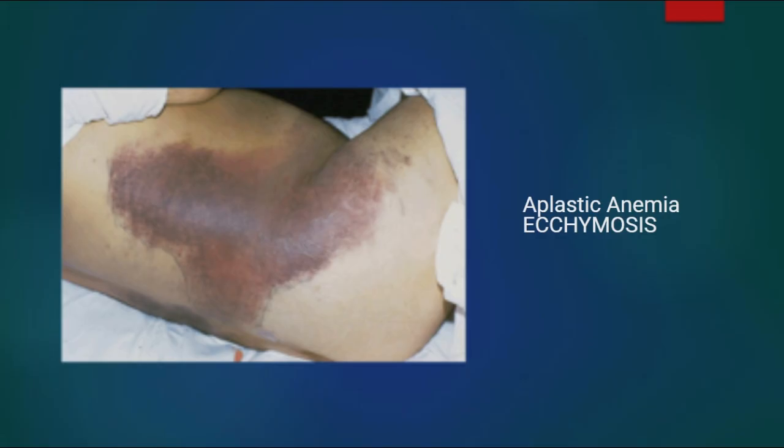Ecchymoses are large, dark bruises caused by bleeding under the skin. In severe cases, bleeding may also occur as petechiae, tiny red or purple spots, or oozing from mucous membranes and injection sites. Internal bleeding, such as in vital organs, can also occur. For LPNs, it's critical to recognize these skin and mucosal changes as potential indicators of aplastic anemia or other bleeding disorders. Care priorities include protecting the patient from injury, avoiding unnecessary needle sticks, using soft toothbrushes and gentle hygiene measures, and reporting new bleeding signs promptly. This visual reminder helps us understand why patients with aplastic anemia must be monitored so closely for hemorrhage.